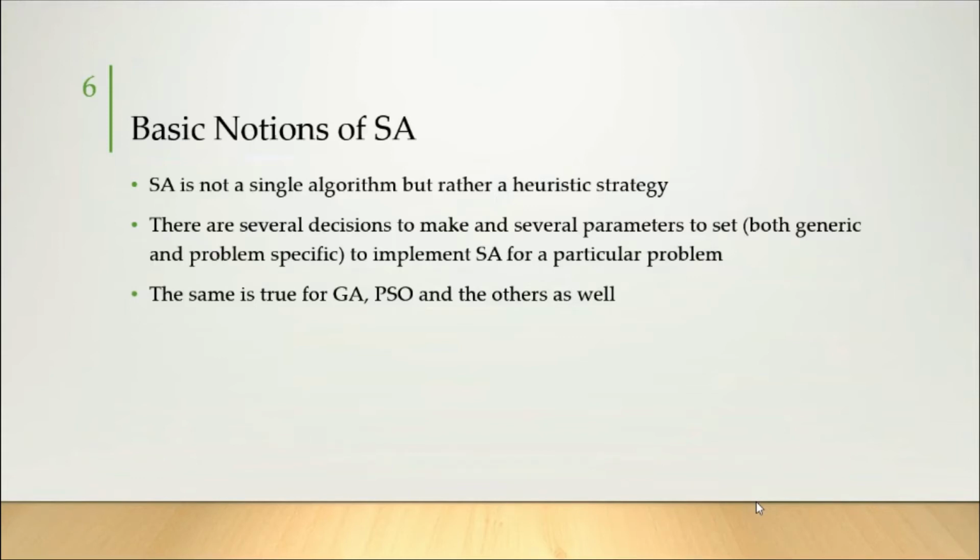In simulated annealing, there are several decisions to make and several parameters to set. The parameters can be both generic as well as problem specific. While setting these decisions and parameters, we have to consider the type of the problem that we are considering, as well as the size of the problem. This is the same as in other optimization methods like genetic algorithm or particle swarm optimization, etc.